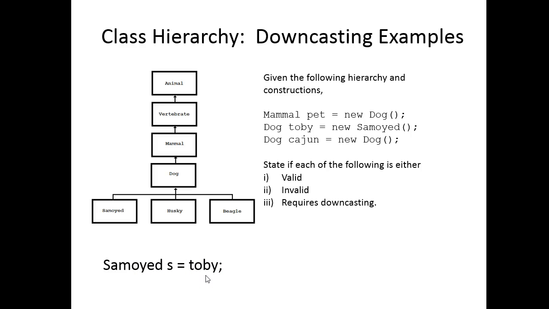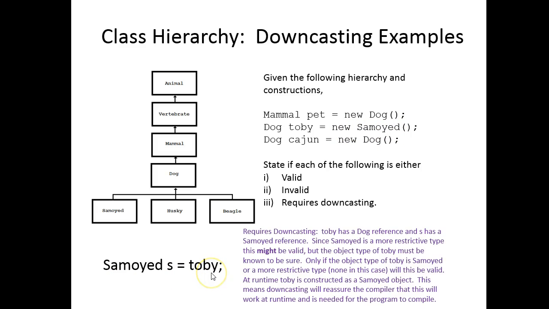So now let's see if downcasting fixes our problem. So at runtime, we're going to create a Sumoid object, which means Sumoid S equals Toby is valid. So this is a case where downcasting will fix the problem.